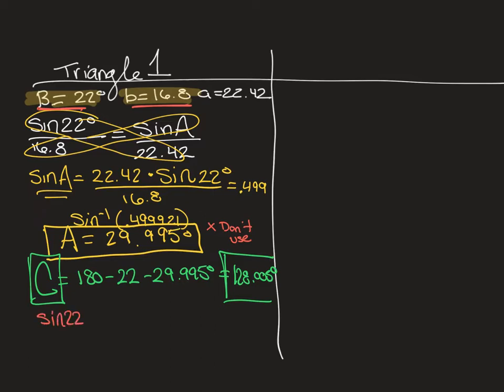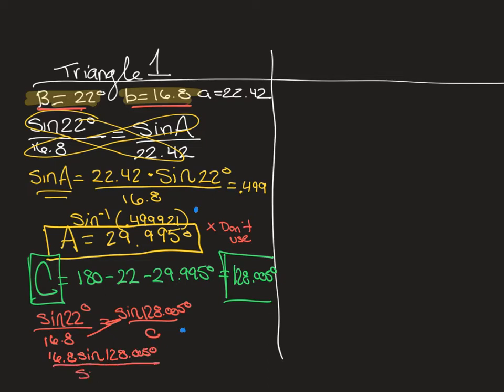I'm copying pretty much what I wrote in white up top. Sine of 22 degrees over my 16.8 is going to equal sine of 128.005 degrees all over side C. I'm going to grab my blue for a second. Be careful, or just make a note. This one right here where I'm putting my blue dot, I had to find an angle, so I had to do the arc sine. This one, I'm only finding little side C, and because I'm finding a side, I'm not going to have to use arc sine. So when I cross multiply, you should get 16.8 sine of 128.005 degrees, all divided by sine of 22 degrees, and this is going to give me little side C.